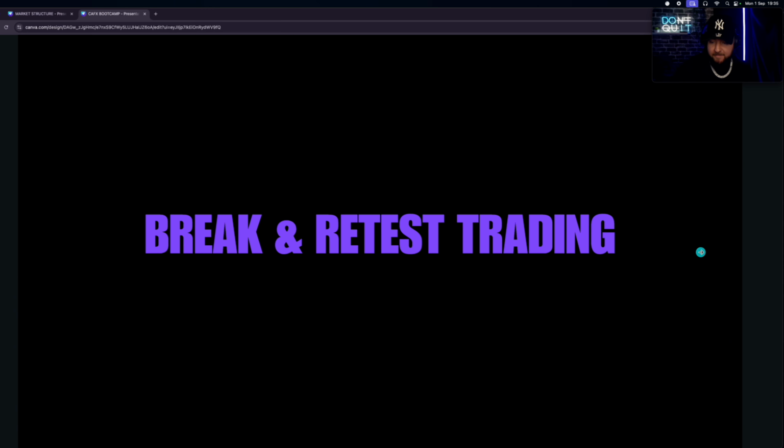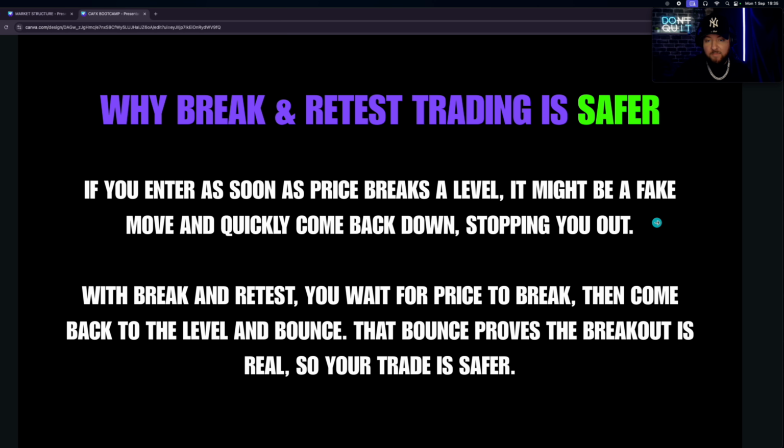Break and retest trading. All right, why is break and retest trading safer? If you enter as soon as price breaks a level, which I do on the New York session, that's the smash and grab. It might be a fake move and quickly come back down, stopping you out. That happens to us a lot. Type 1 in the chat if you know exactly what I mean. It happens to us all the time, yeah? We know this. And I know there's someone in here that has only been doing break and retest trading with the German 40, and they've been getting great results.